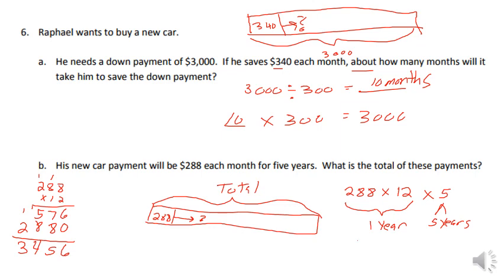So now we know that 1 year right here is equal to $3,456. But we still have to multiply that by 5 to find out how many years. So let's do 3,456 times 5. 6 times 5 is 30. Carry a 3. 5 times 5 is 25, and 3 is 28. Carry a 2. 5 times 4 is 20, and 2 is 22. 3 times 5 is 15, and 2 is 17. So we can see that this is equal to 17,240.